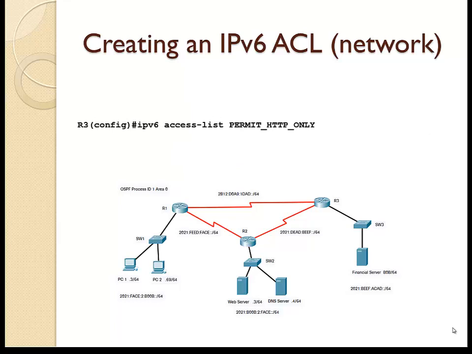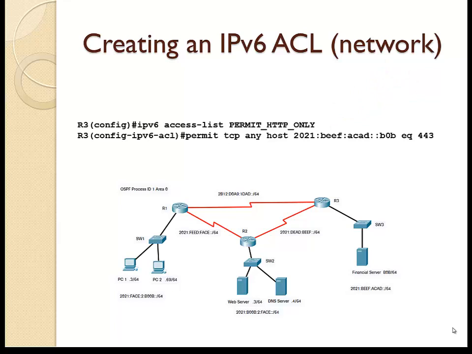We're going to put our access list in router 3. Why? Because you have a path from router 1 to router 3. You have one from router 1 to router 2 to router 3. You could go router 2 to router 1 to router 3, or router 2 to router 3 directly. You want to put it in the router and apply it to the interface that's going to protect against all those other possible routes that we see. So our access list is going to be ipv6 access-list permit_HTTP_only. That's all we are allowing.